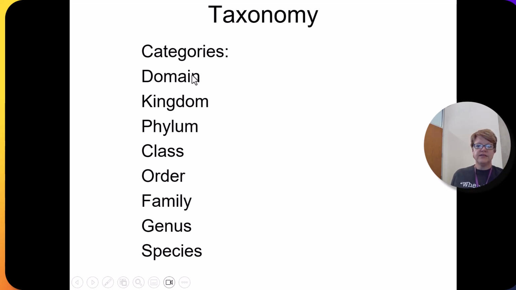So these are the categories going from broadest, domain is the biggest category, to smallest or most specific, because the word specific and the word species come from the same root. This SPEC in species and specific refers to that same concept. The most specific is the species. And so every organism belongs to a domain, a kingdom, a phylum, a class, an order, a family, a genus, and a species. But the names of those categories are different for each type of organism.